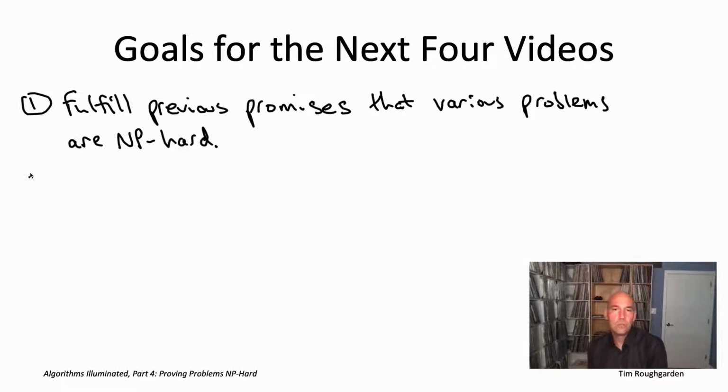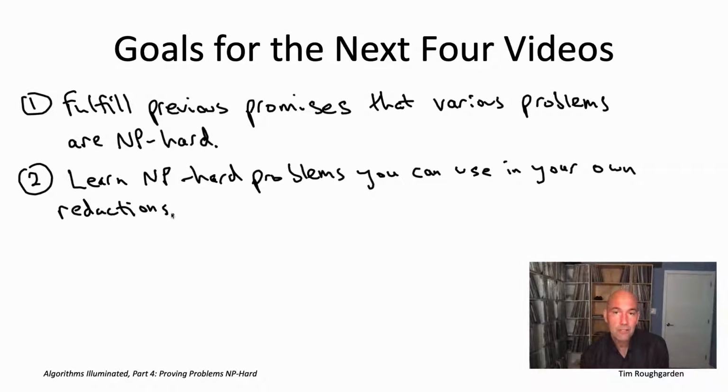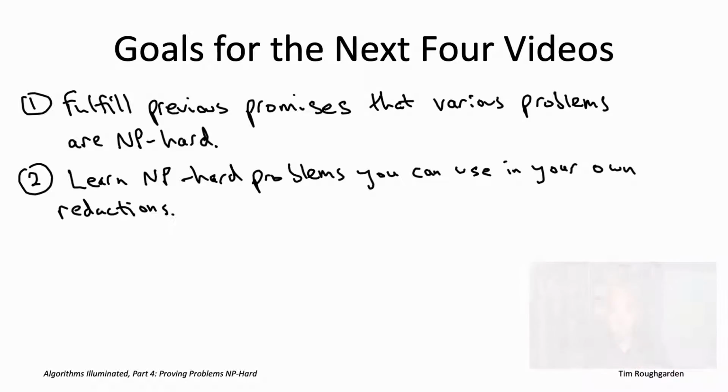The second goal is to give you some ammunition for carrying out the first step of the simple 2-step recipe for proving problems are NP-hard. Right? Step 1 is you have to choose a known NP-hard problem. So going through these reductions will really solidify our knowledge of a bunch of NP-hard problems that you can then use in your own NP-hardness reductions.